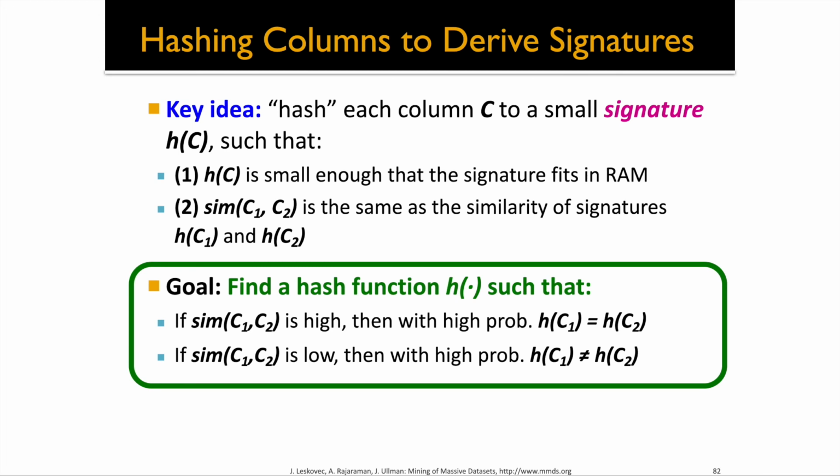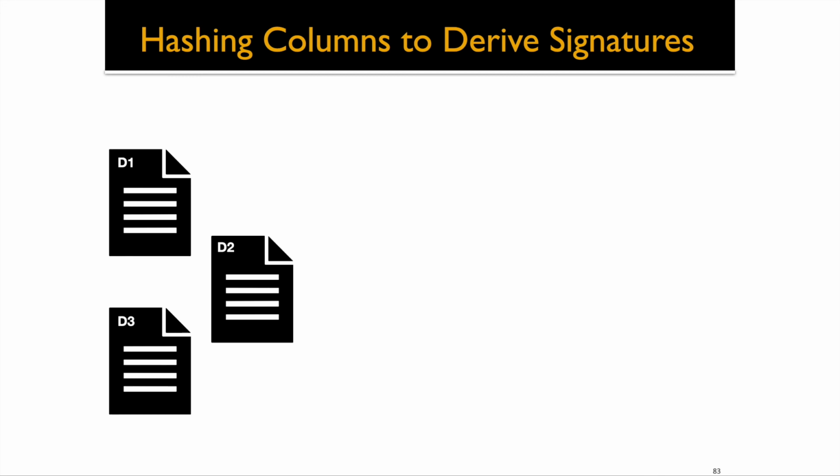First, if the similarity between two documents is high, then the two documents should hash to the same bucket or the same value. And if the similarity between two documents is low, then we should have a high probability that the hashes of these two documents are not the same. Though note that we're talking probabilistically, that doesn't mean that has to happen.